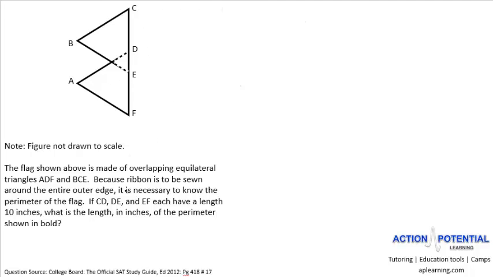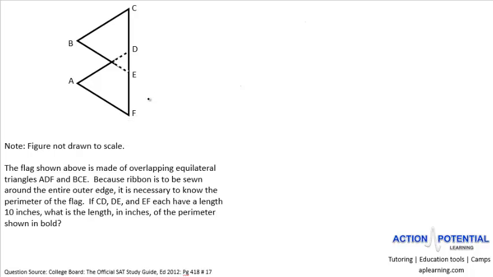It now says that ribbon is going to be sewn around the entire outer edge. So it's this bolded piece here. And because of that, we're trying to figure out the perimeter of this flag. Now here's the important information. Segment CD has a length of 10 inches. Segment DE also has a length of 10 inches. And segment EF also has a length of 10 inches.